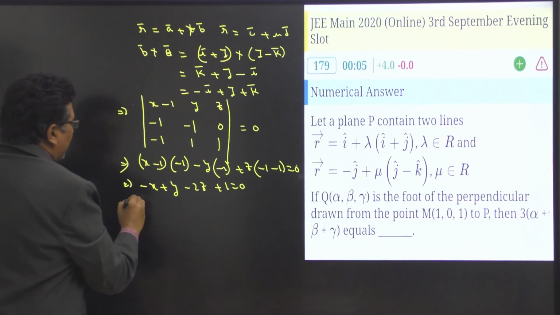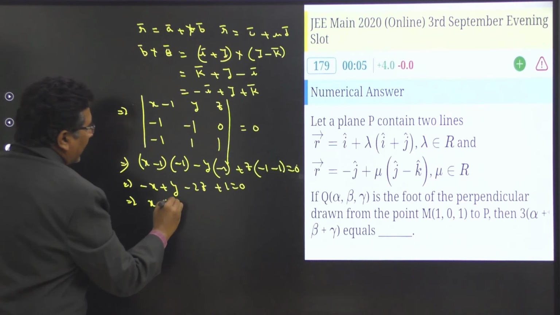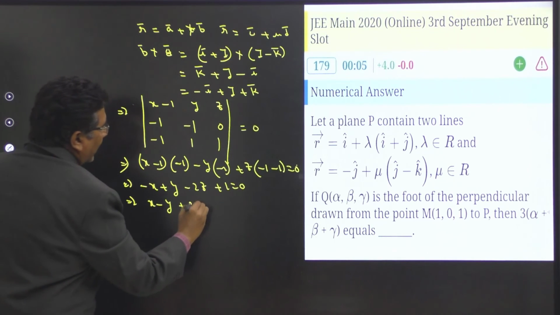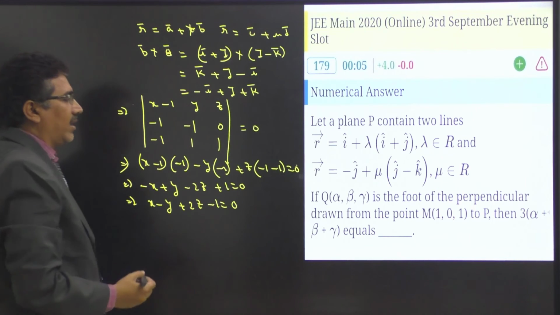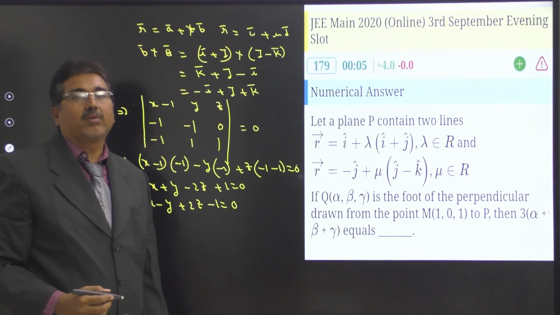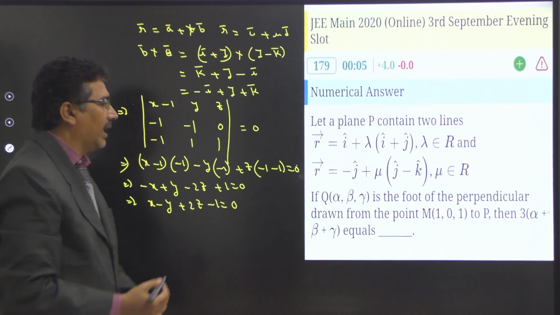That implies x minus y plus 2z minus 1 is equal to 0. This is the required equation of the plane.